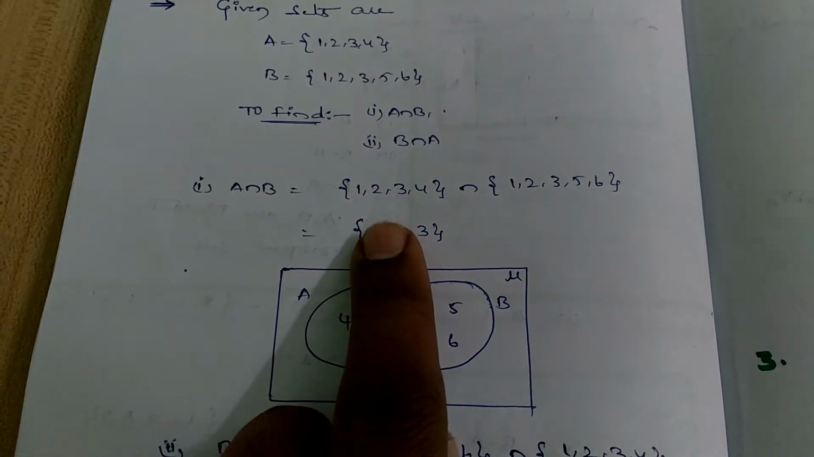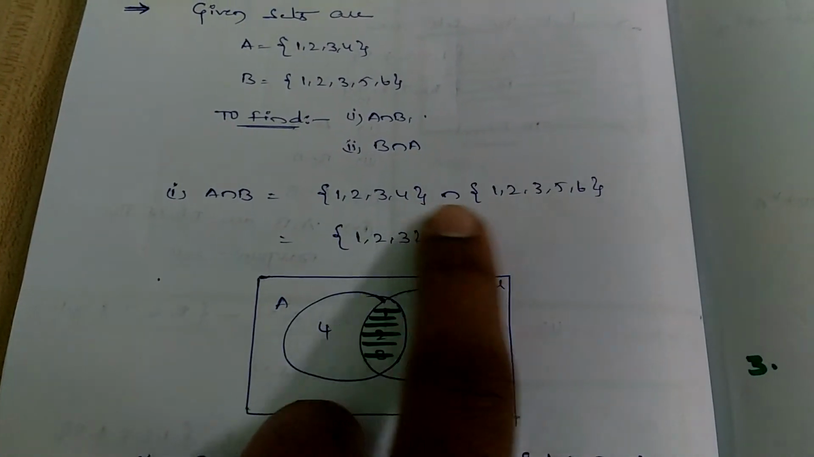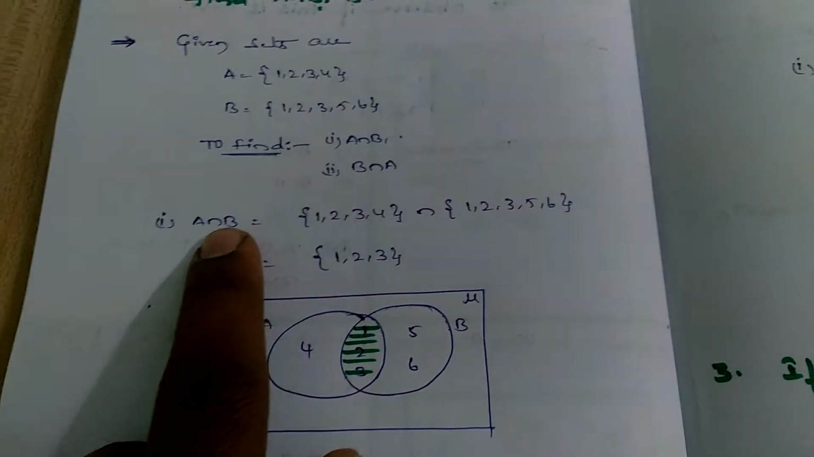Here 1 is repeated from both the sets, 2 is repeated from both the sets, 3 is also repeated. So only repeated elements we have to mention because we are using the intersection operation.